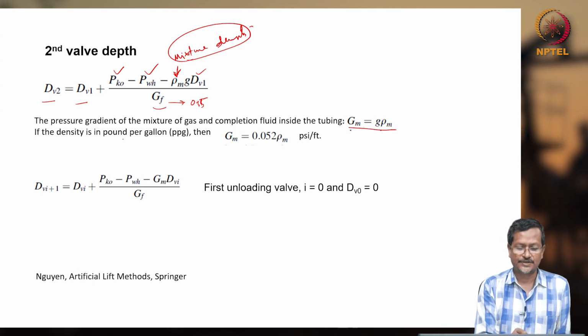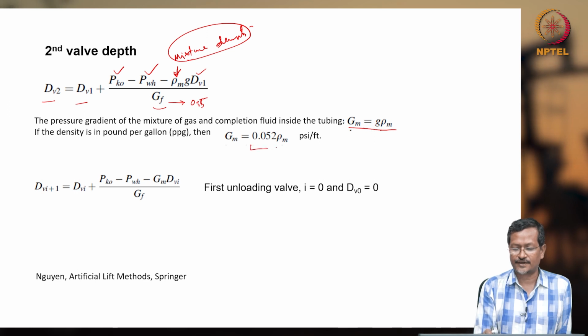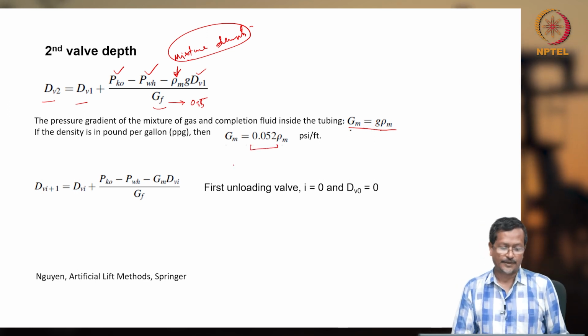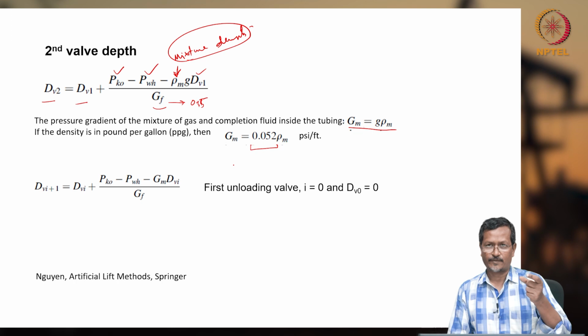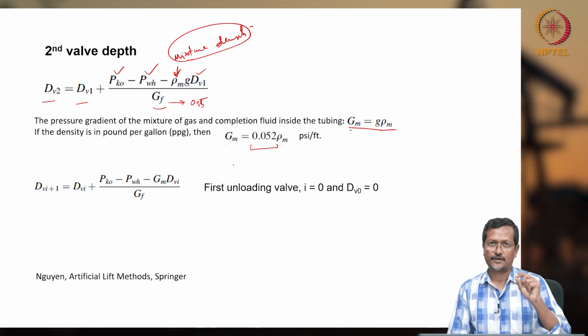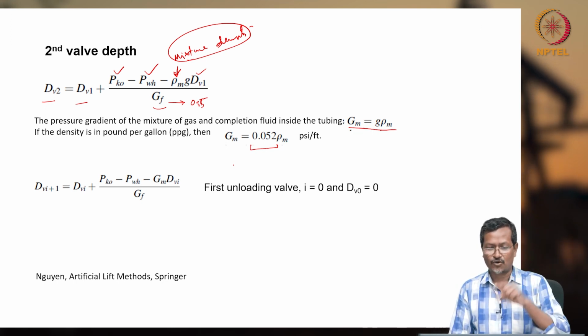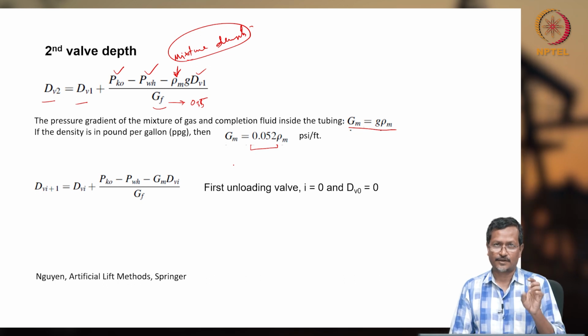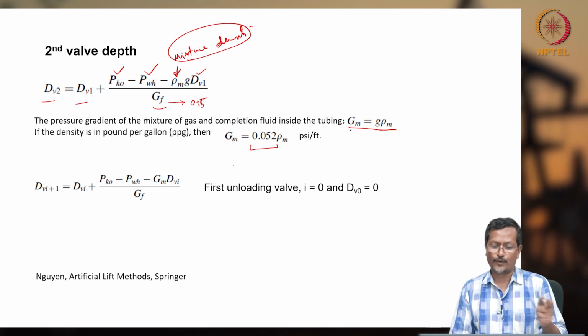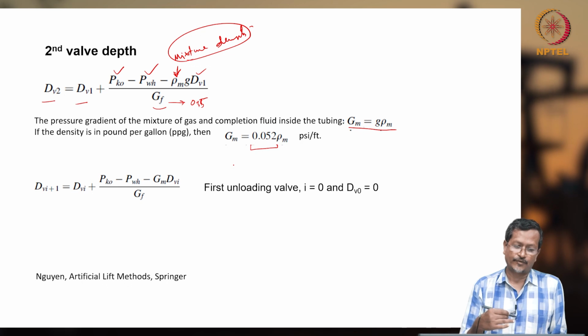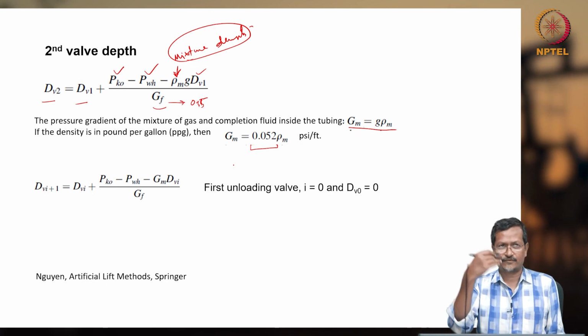If the density is in pounds per gallon, the unit conversion factor given here is 0.052. Whenever you are solving a problem, you have to check the units. If the unit is wrong, you will get a wrong result. So look at the unit and convert if required, and you get the second valve. Similarly you can get the third and fourth valve.